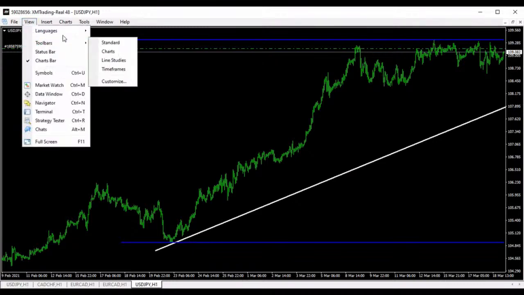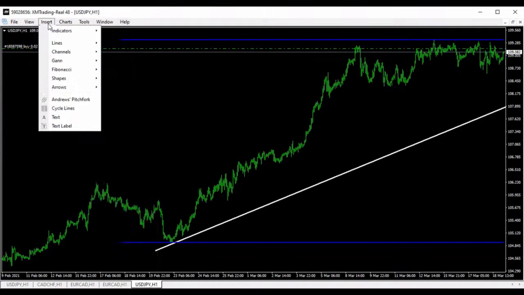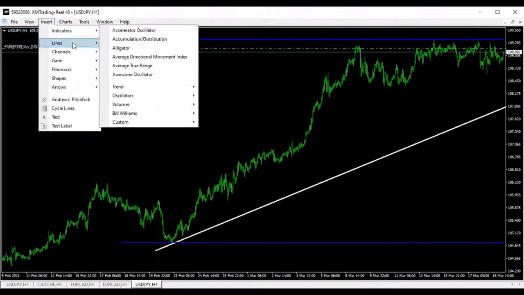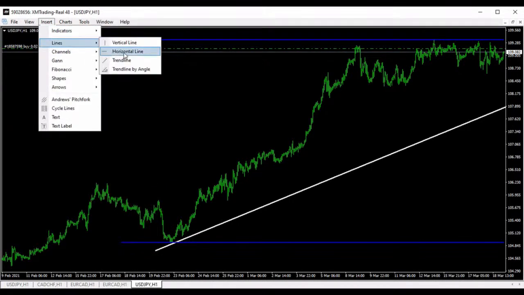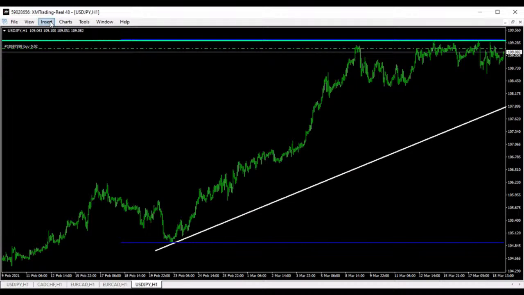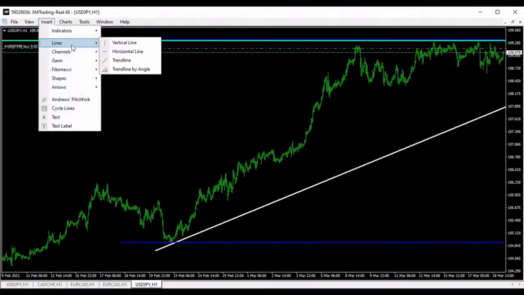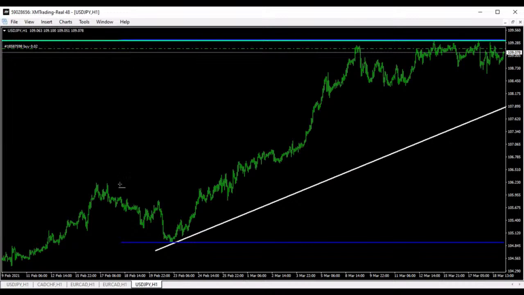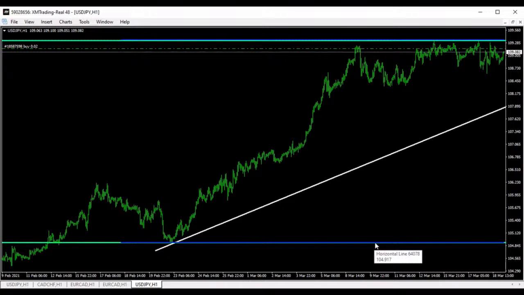Now, what do we want to do? Let's draw another trend line on this support, and then another line on the resistance itself. Okay, now we got the high and the low of the chart, the high and the low, because this is going up.